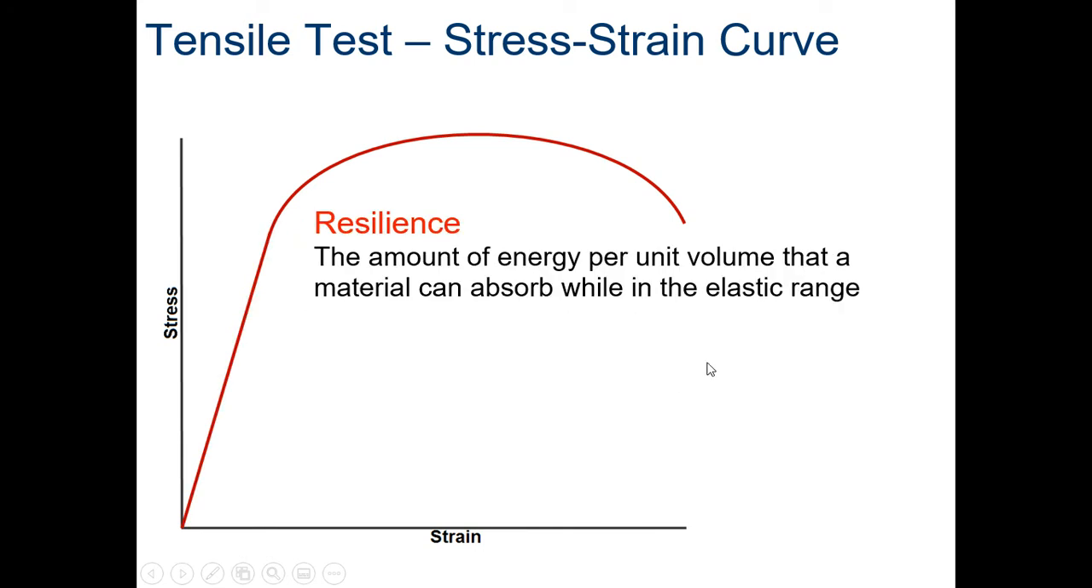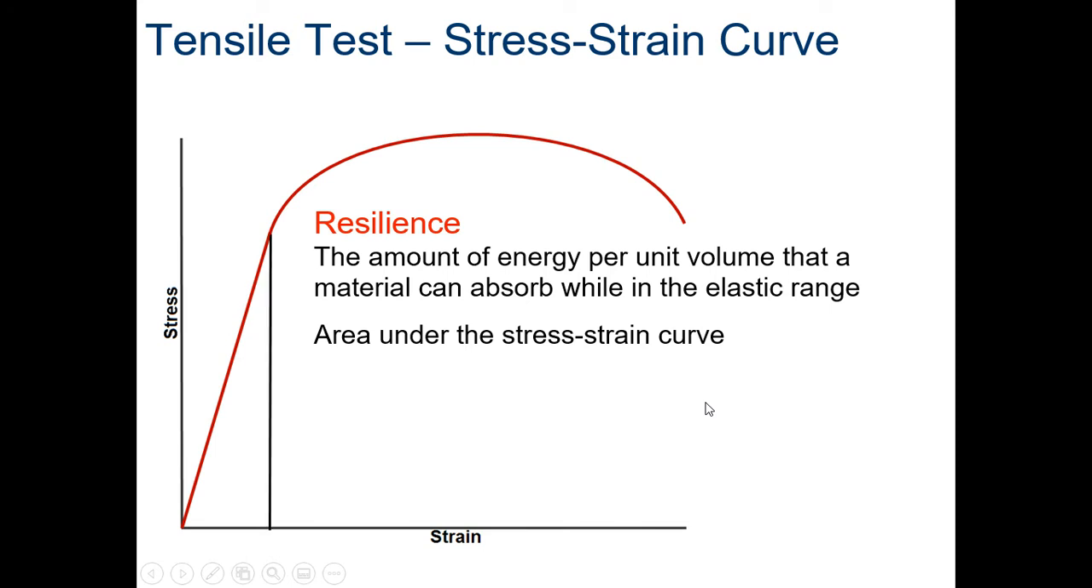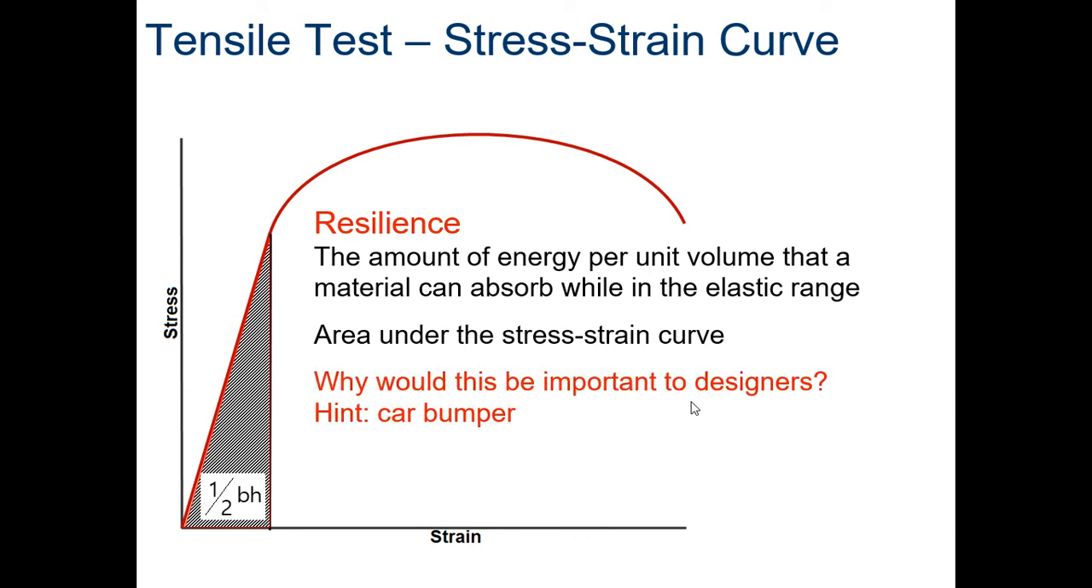Resilience: the amount of energy per unit volume that a material can absorb while in the elastic range. It's the area under the stress-strain curve. So what's that area look like? Well, it's a linear equation. The hypotenuse is linear. That's going to be a right triangle. And the area of a right triangle is half the base times its height. That's the resilience. Why is this so important? Well, you're in a fender bender. You got a car bumper. Don't you want it to go back to the way it was supposed to look?